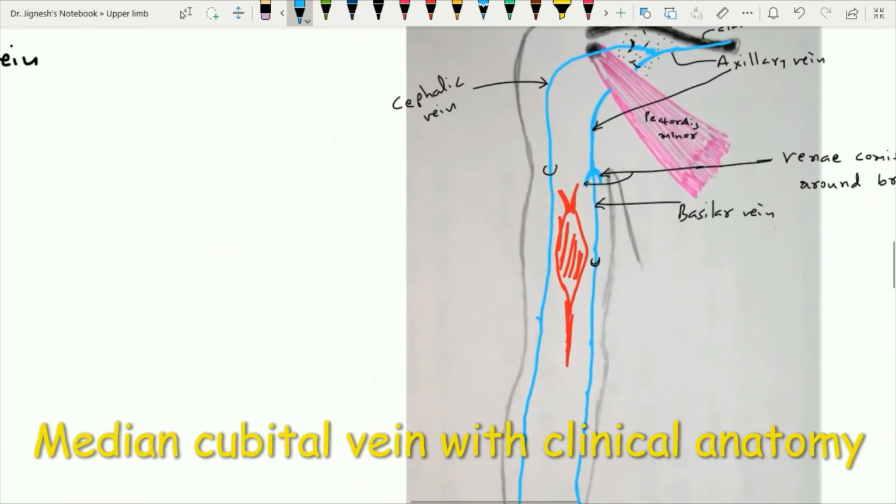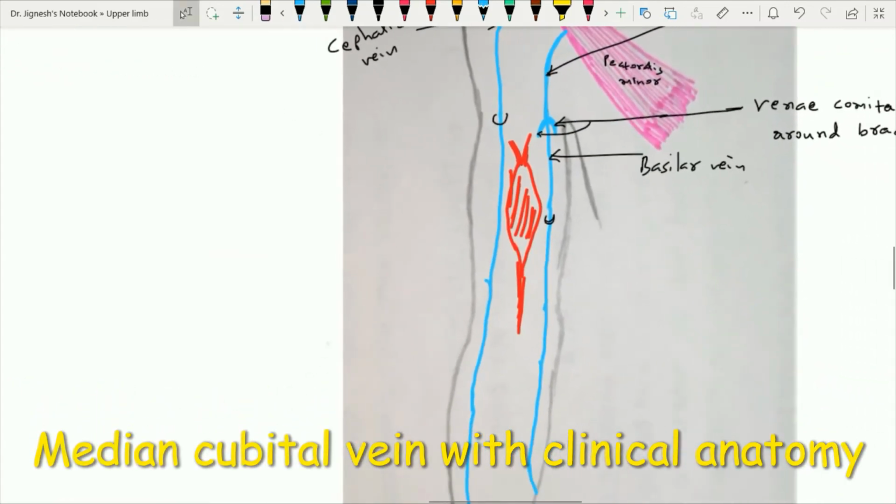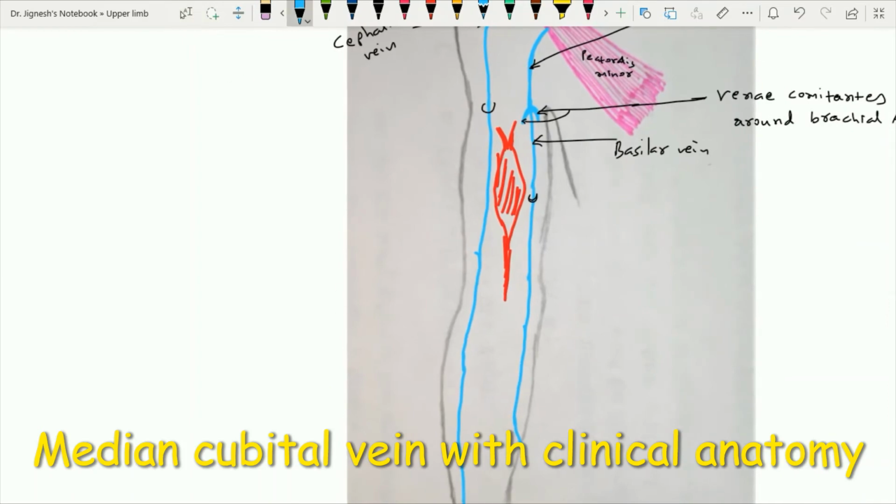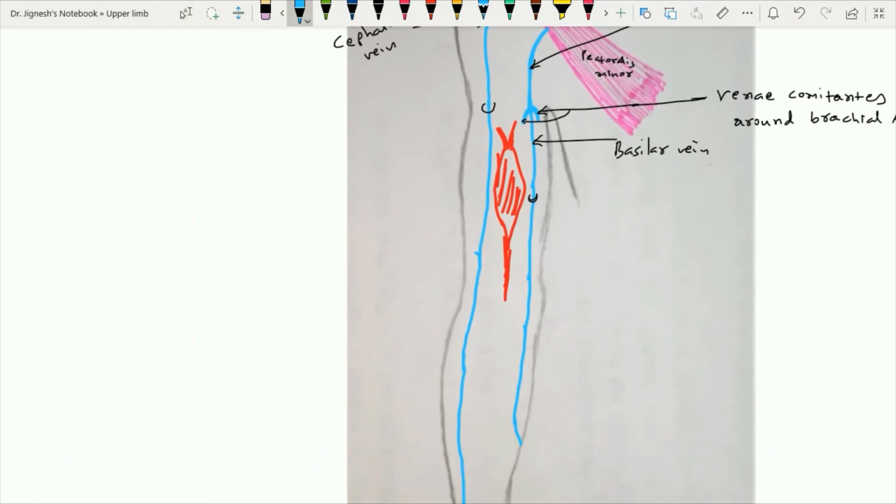Now when we see the median cubital vein, it is the vein which communicates the cephalic vein as well as the basilic vein at the elbow, and this vein passes upward and medially. This median cubital vein runs within the superficial fascia and over the bicipital aponeurosis, and this bicipital aponeurosis is an extension from the tendon of the biceps brachii, and that's why this vein remains stable at the time of cannulation, or when we want to withdraw blood from the cubital fossa.